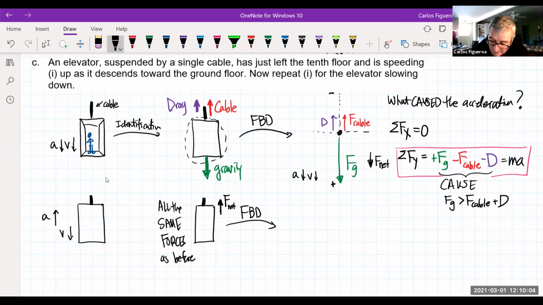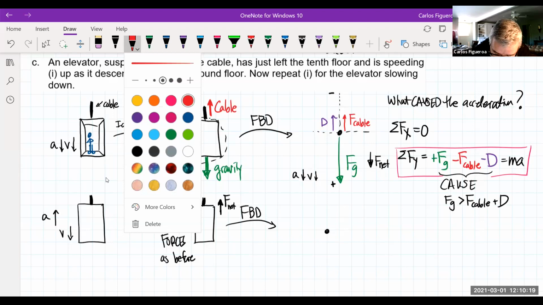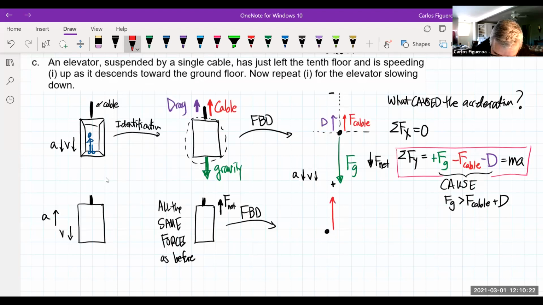So it's now different here. And what you're seeing here is that the only way you can get that is if now, I'm going to change my picture here because I don't have enough space. I'm going to say that this force of the cable now, and the air resistance, must be bigger than the force of gravity. That's the only way that could happen here. The drag is going to be the same. In fact, it would be even slower if the car's slowing down.